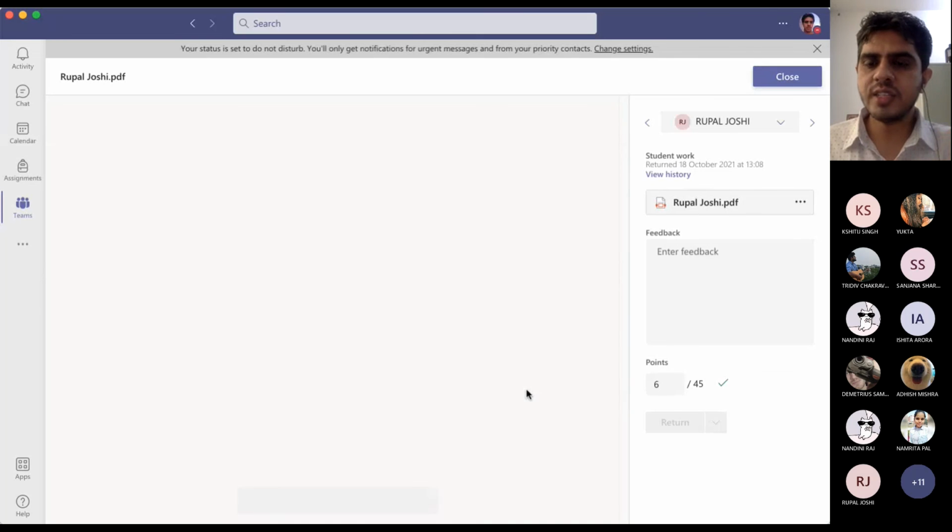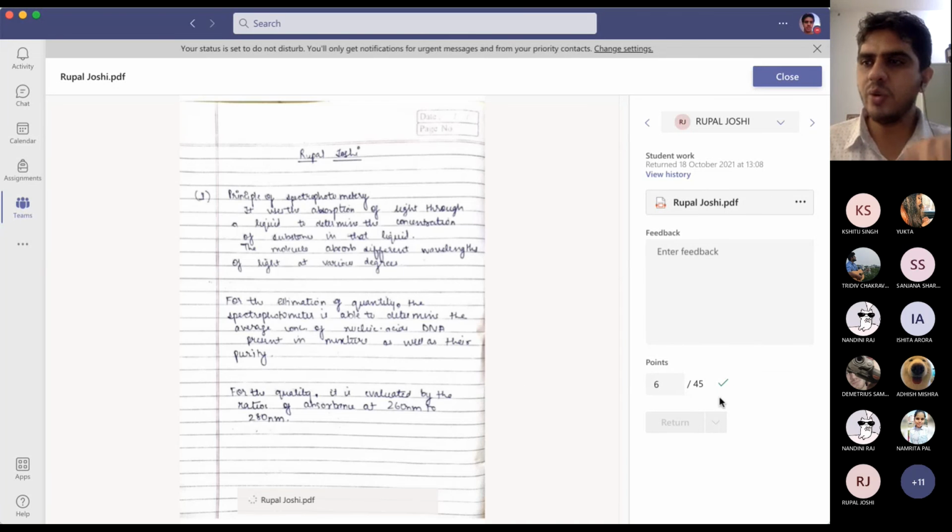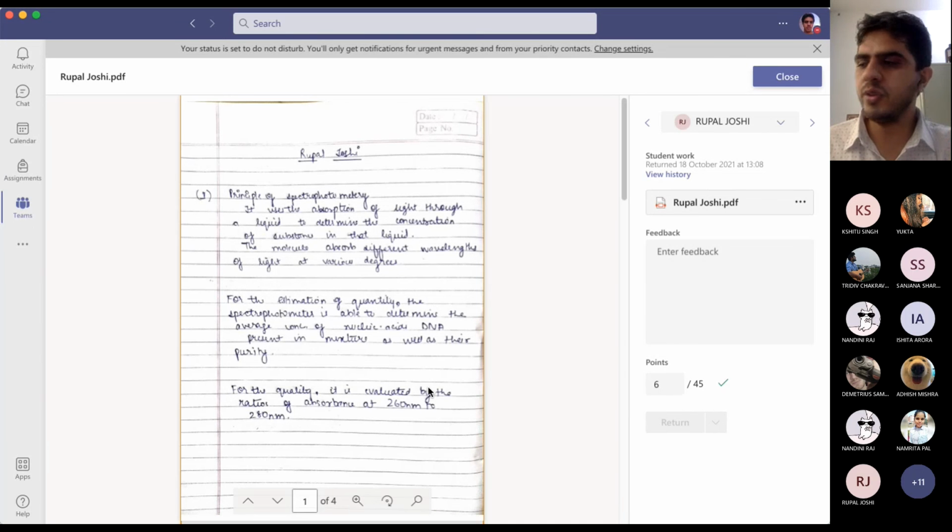So these marks are of just this test. So they are not out of 45. So 20 marks are still remaining. They are there from your viva and your lab report.